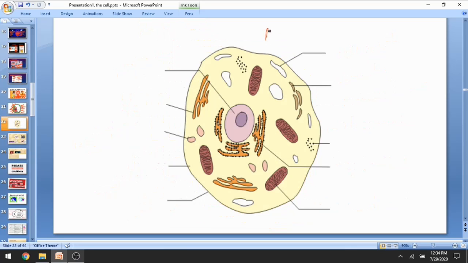Here it is an animal cell, so I want you to label this cell properly as your practice paper, and if you feel any doubt you can get back to me and put some comment down below my video so that I can help you again with the slide.